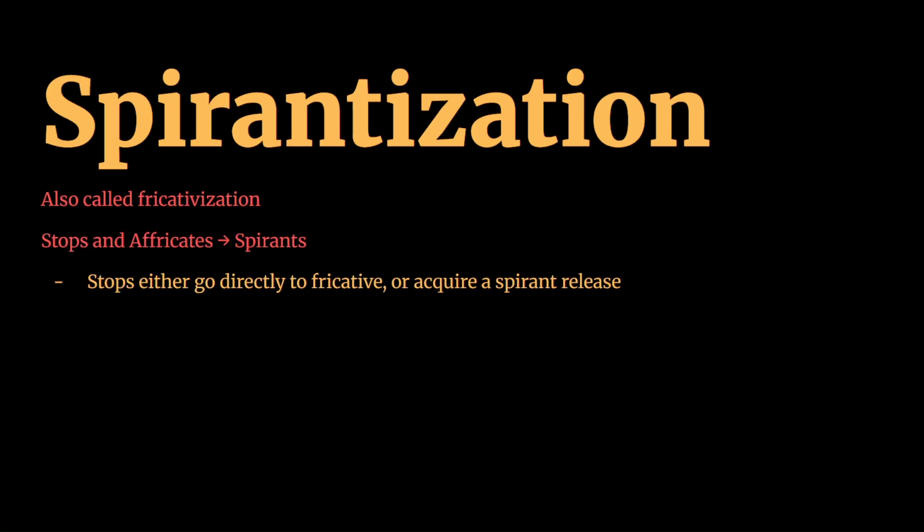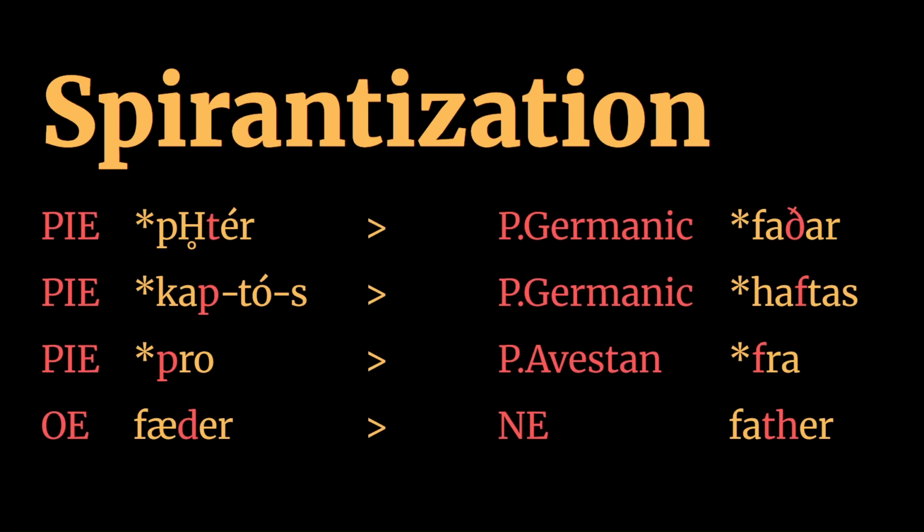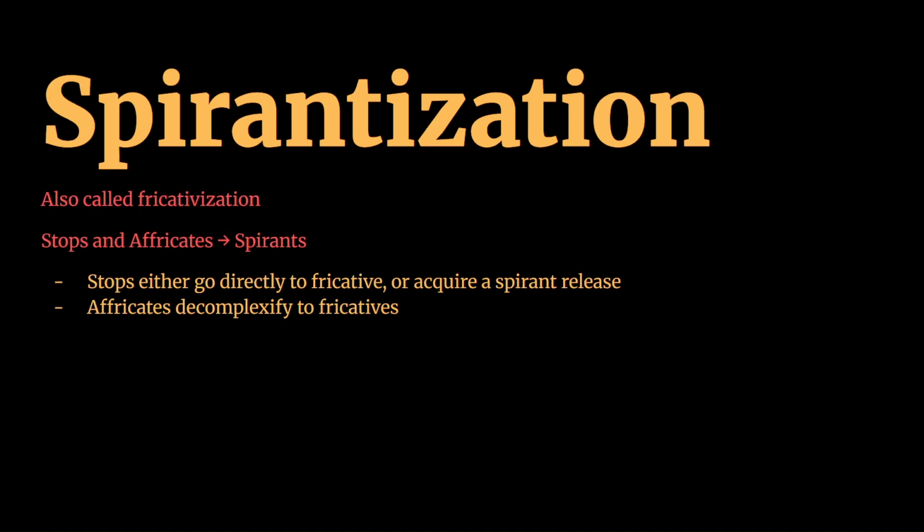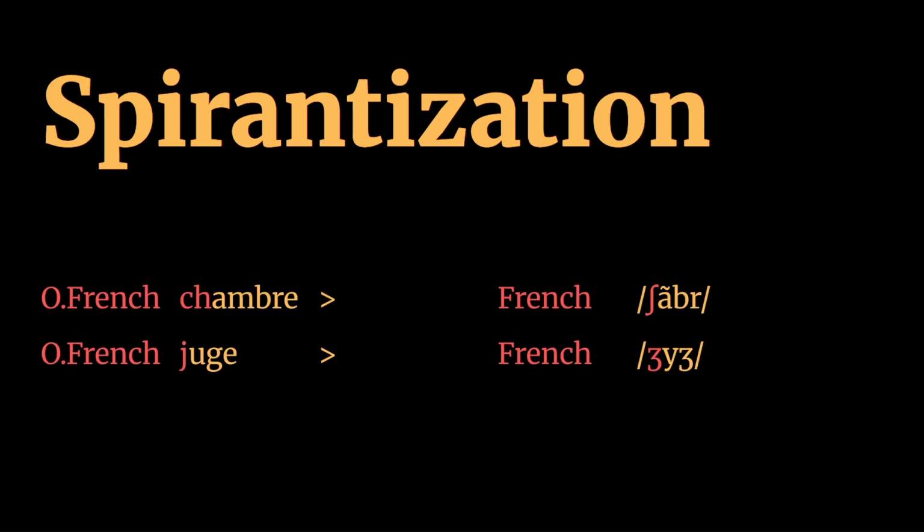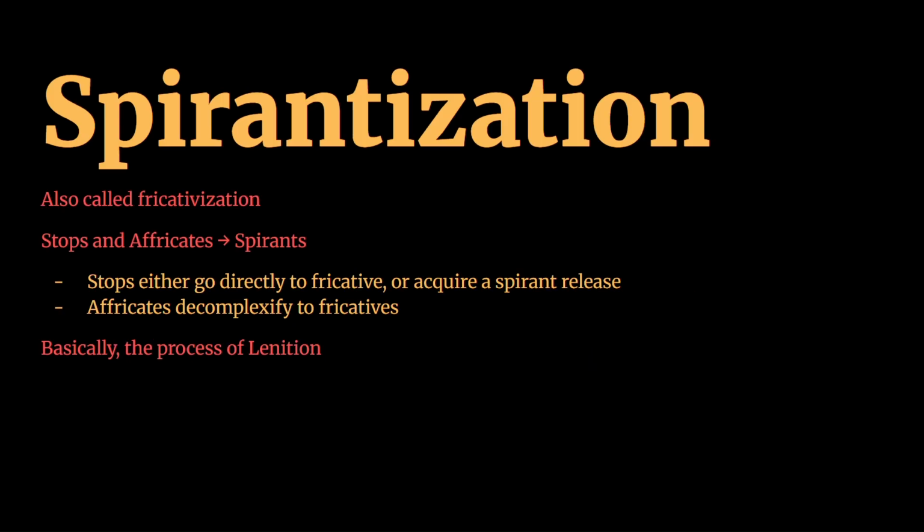The final one that we'll discuss in depth is spirantization, also called fricativization. This is where stops or affricates become spirants. Stops will either go directly to fricative or will acquire a spirant release. This can be seen in various forms in this example. Affricates, on the other hand, will decomplexify into fricatives, as can be seen in these examples. Basically, spirantization is the process of lenition.